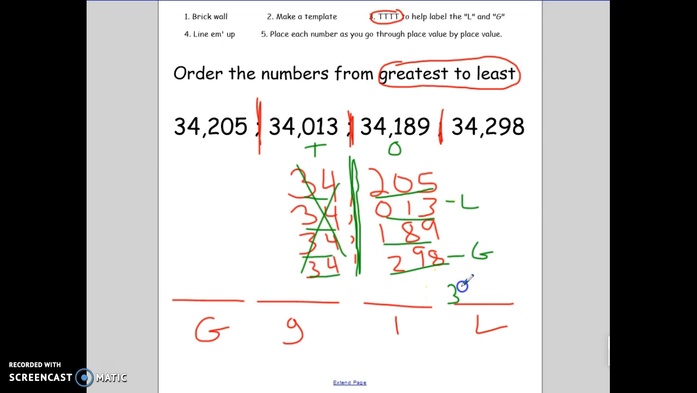So I have 34,013, and that's going to go where the L is because that's the least. I'm going to cross that off. And then the one that I saw was the greatest right off the bat was 34,298.